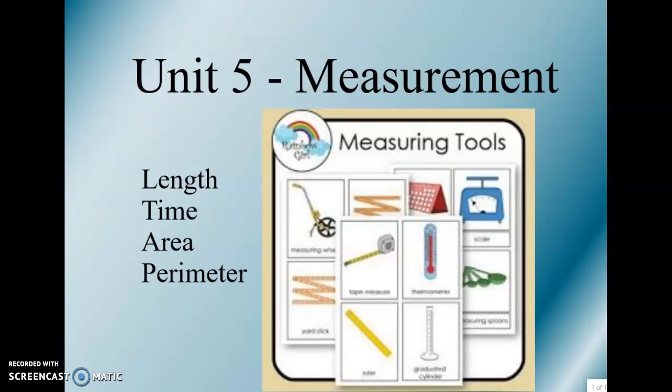Hi, room 41. We are done with our geometry unit in math, and we have this unit yet in math to finish for this school year. So we're looking at unit 5, and it's going to be about measurement. Now, there's different things we measure. We're going to spend some time in this unit, this chapter, measuring length, measuring time, measuring area, and measuring perimeter. So that's our goal for this unit, is to cover those types of measurements.